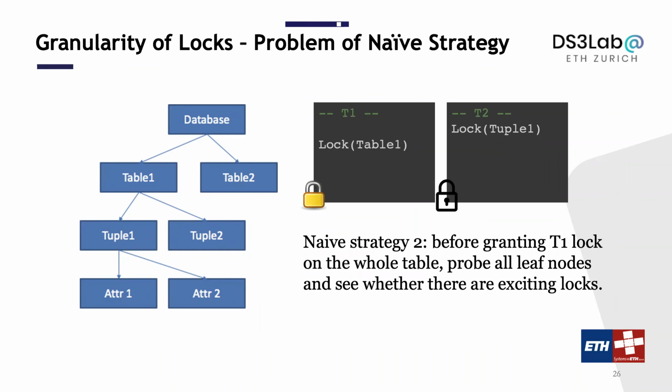So now let's consider another naive strategy. Before you grant T1 the lock on the whole table, you probe all the leaf nodes and see whether there are locks.